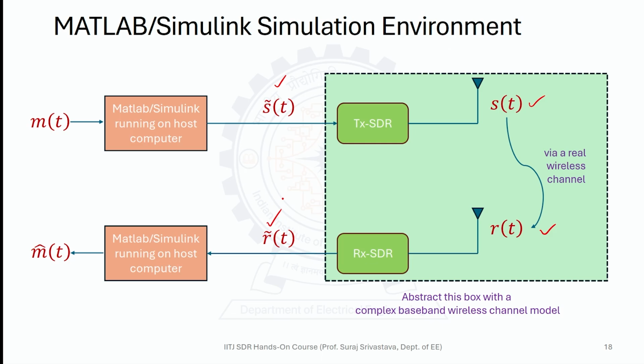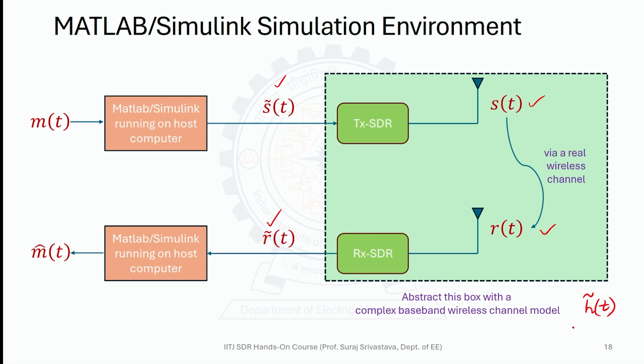So if you abstract this TX SDR block, the real wireless propagation environment, and RX SDR block with an equivalent complex baseband representation of the channel, then you see that this whole thing can be represented by an equivalent complex baseband representation of the channel, which you can denote by H tilde t.